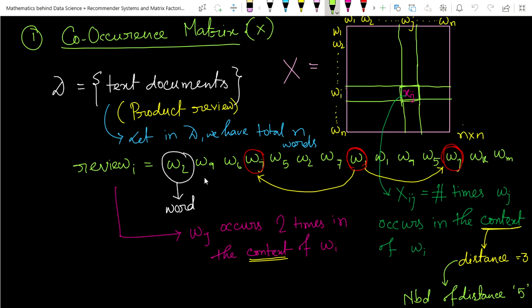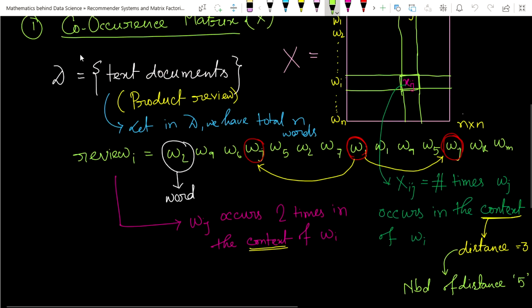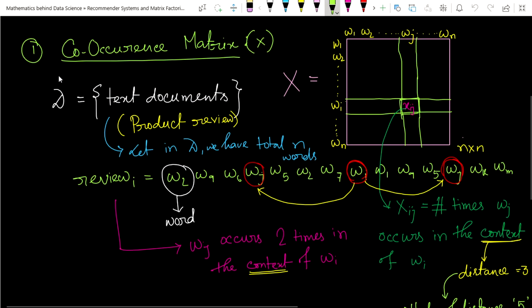So for a single review, just see this review, we got that wj occurs 2 times in the neighborhood of wi. There are lots of such reviews in our data set, so for each review we have to calculate this. I think you got the idea. This is the first step: we have to calculate this co-occurrence matrix.